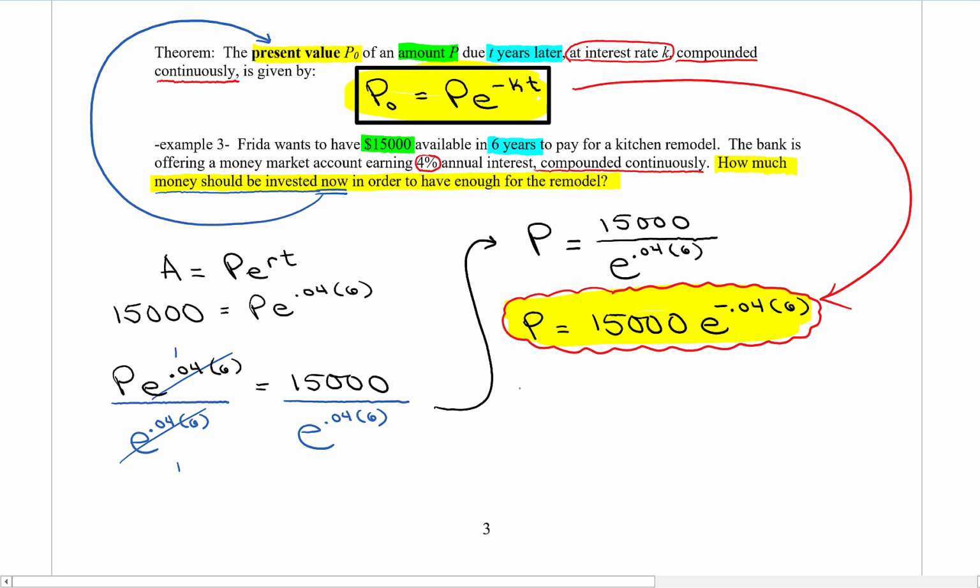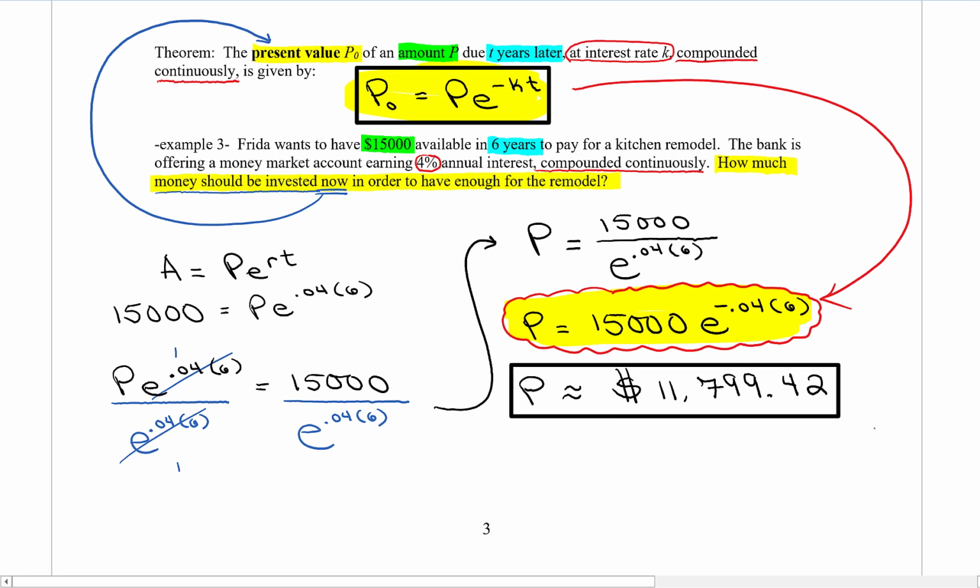Underneath that, I'm going to give an approximation for this answer. P is going to be approximately equal to $11,799.42. And we're going to box that answer in.